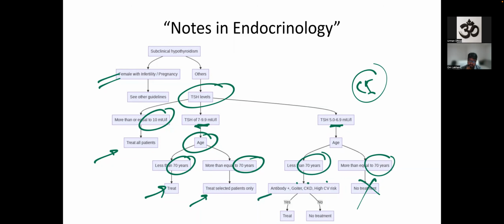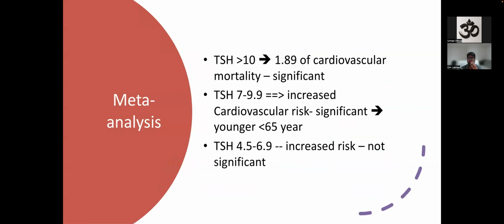And if you have any of these positive, this is where TSH between 5 to 7 with age less than 70, this is where the role of anti-TPO antibody really comes in. In these cases, you should treat this patient if you have any of these things positive. If not, then you can just leave the patient alone, right? So this is a broad guideline for understanding this. Now let's look at this from a more detailed perspective.